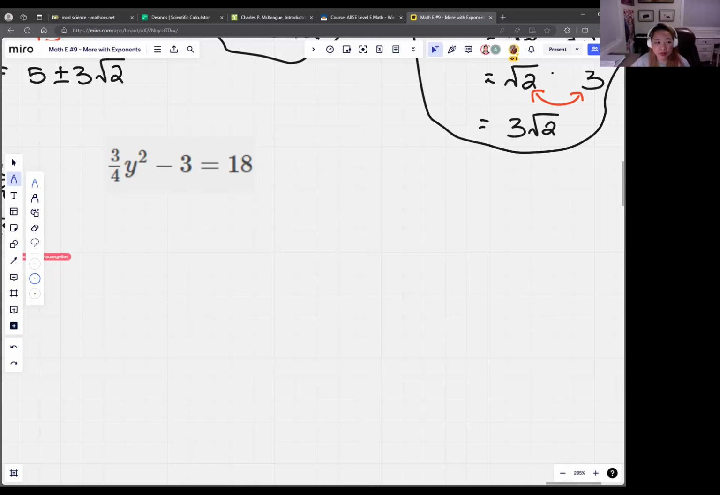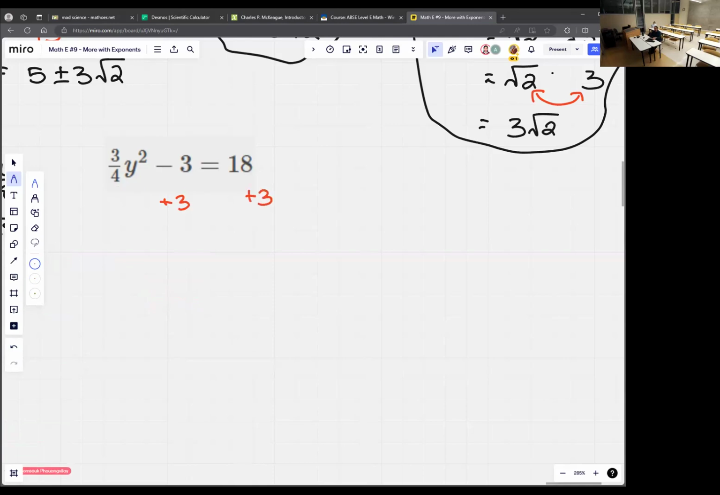I don't understand your question, teacher. Can you repeat again? Yeah, I have two things attached to my y squared. There's a multiplication by 3/4 and there's a minus 3, which is the simpler one to get rid of first. How I would move 3 to another side. Yeah, let's move 3 to the other side. So then I get 3/4 times y squared. And 18 plus 3 is 21.